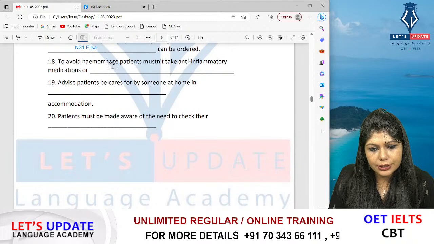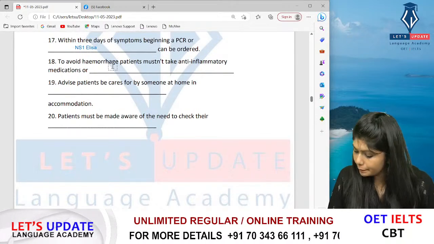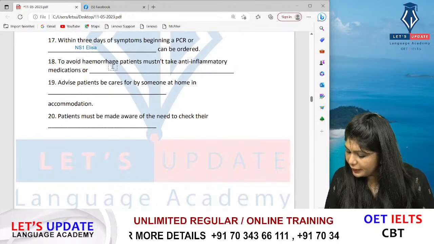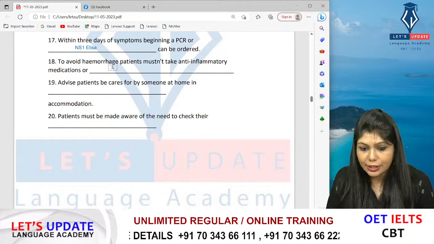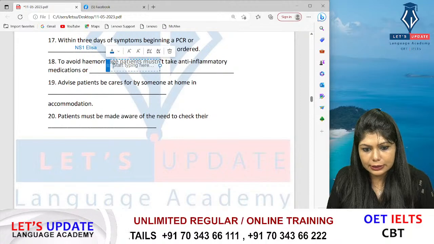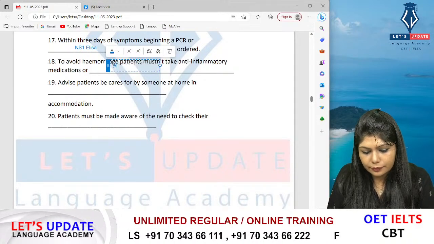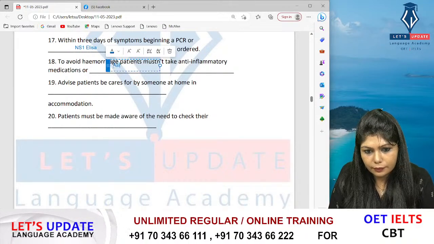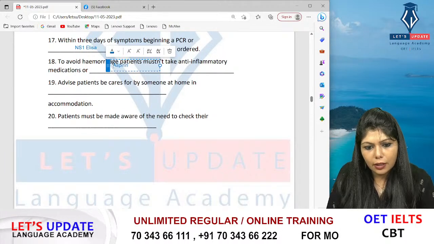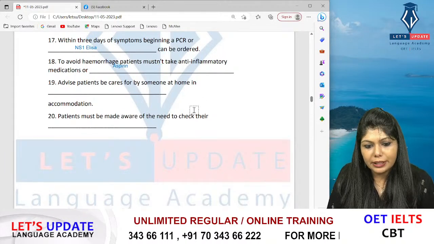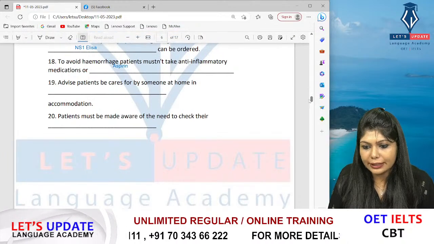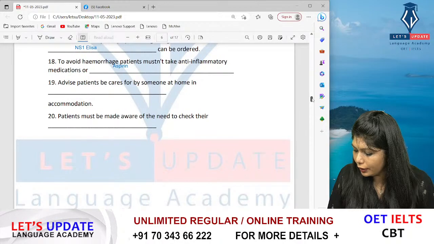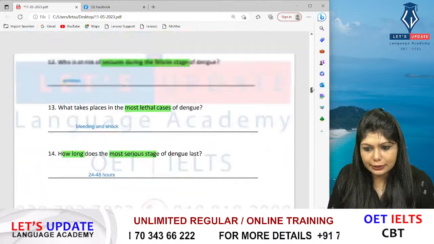Advise patients be cared for by someone at home in dash accommodation. That is the next question. Okay, so about patients being taken care of by someone at home. Okay, so that information was in which part? Do you remember that?